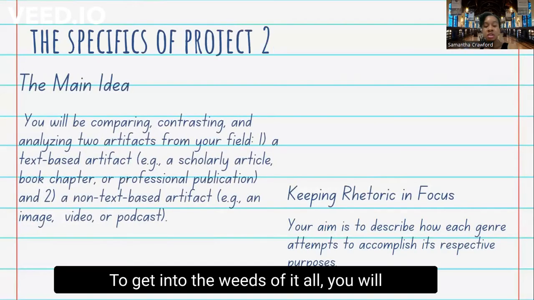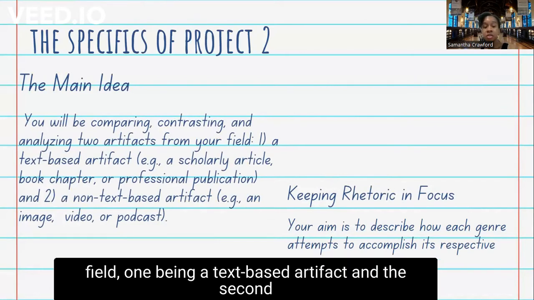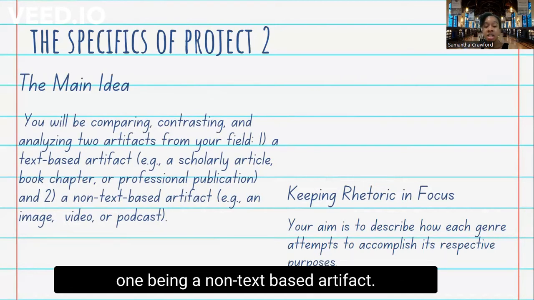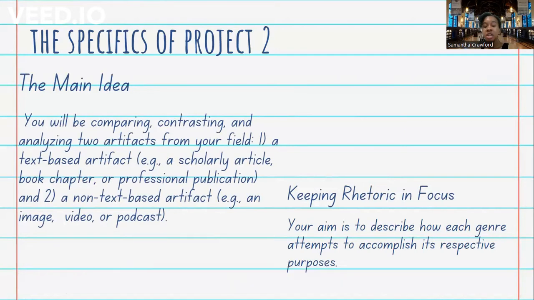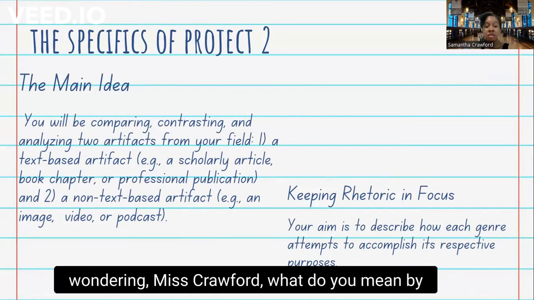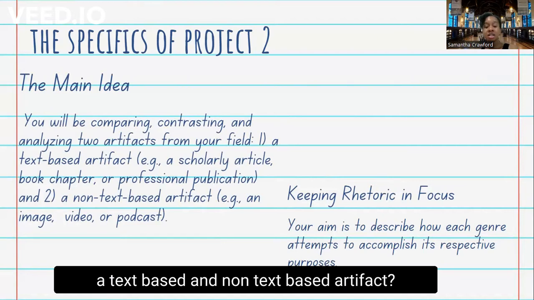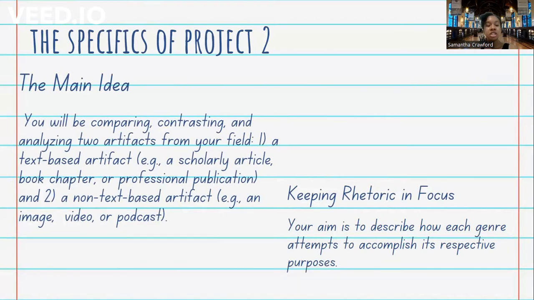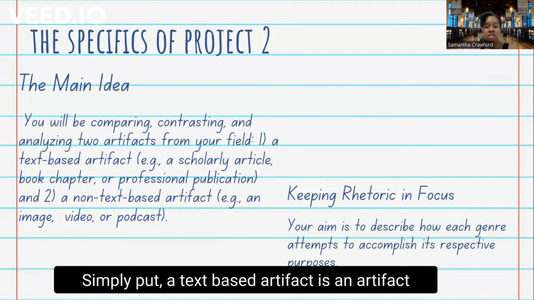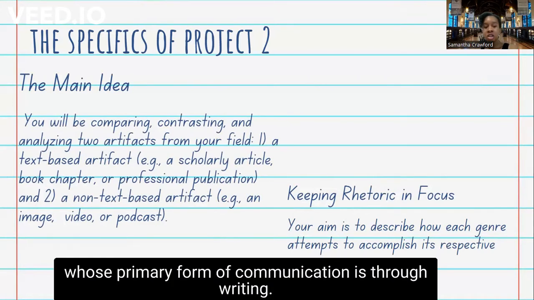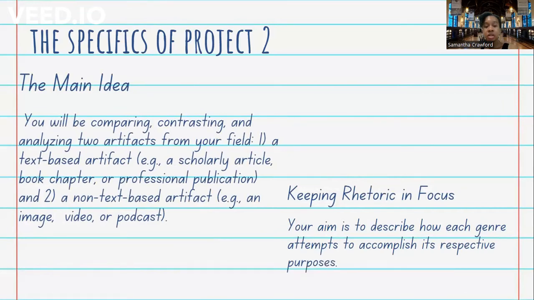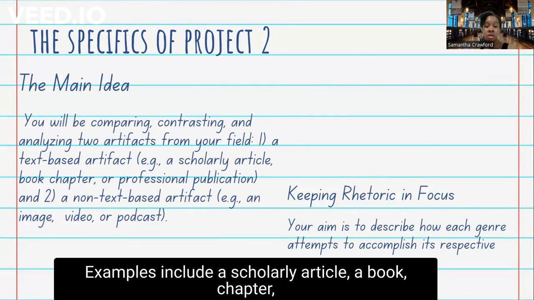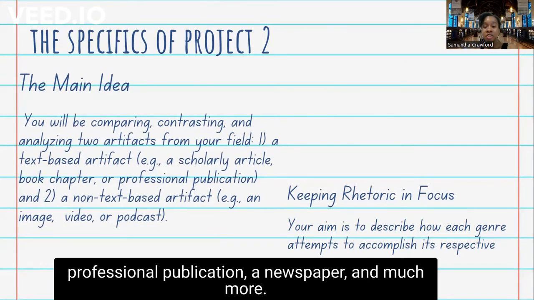To get into the weeds of it all, you will be comparing, contrasting, and analyzing two artifacts from your field. One being a text-based artifact, and the second one being a non-text-based artifact. Now, I know some of you may be wondering, Miss Crawford, what do you mean by a text-based and non-text-based artifact? Simply put, a text-based artifact is an artifact whose primary form of communication is through writing. Examples include a scholarly article, a book chapter, a professional publication, a newspaper, and much more.